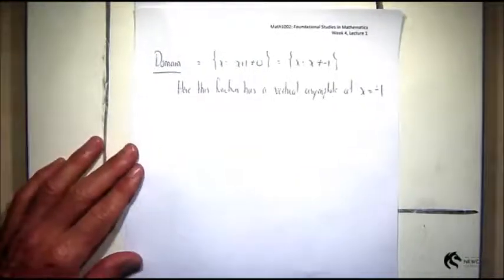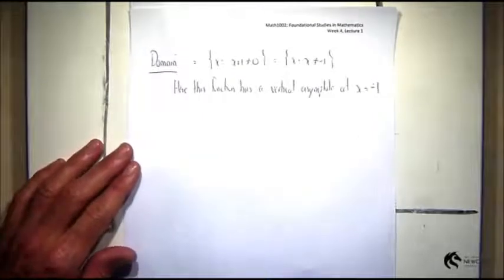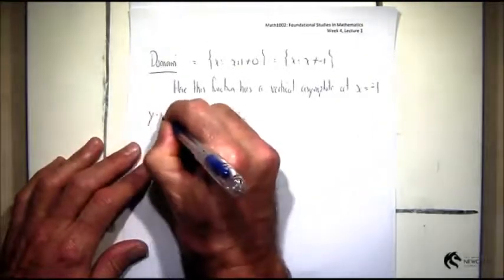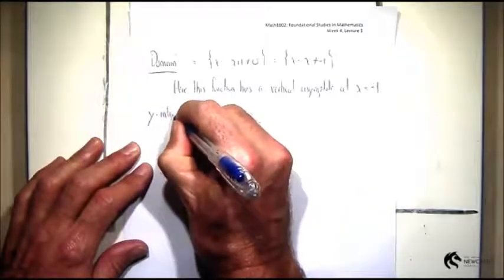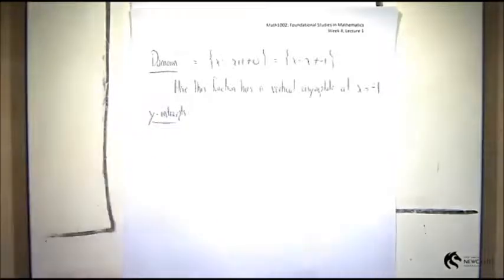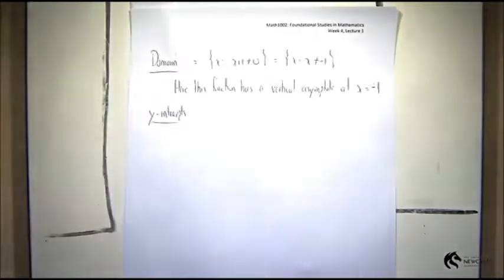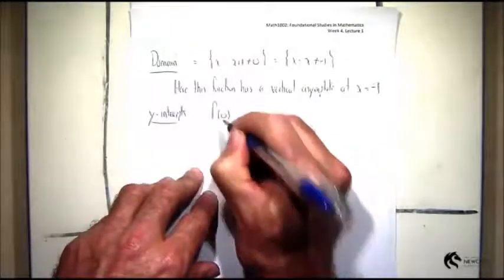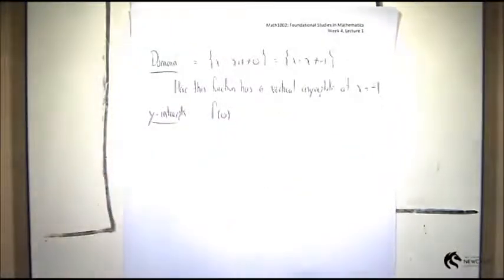Okay, so that's the first part. The next thing is it says, well, the y-intercepts are always a good thing to do because they're relatively easy, usually. Not always, but usually. So y-intercepts. The y-intercept is where the function cuts the y-axis. So it's the value of the function at x equal to 0. So f of 0 is the y-intercept.